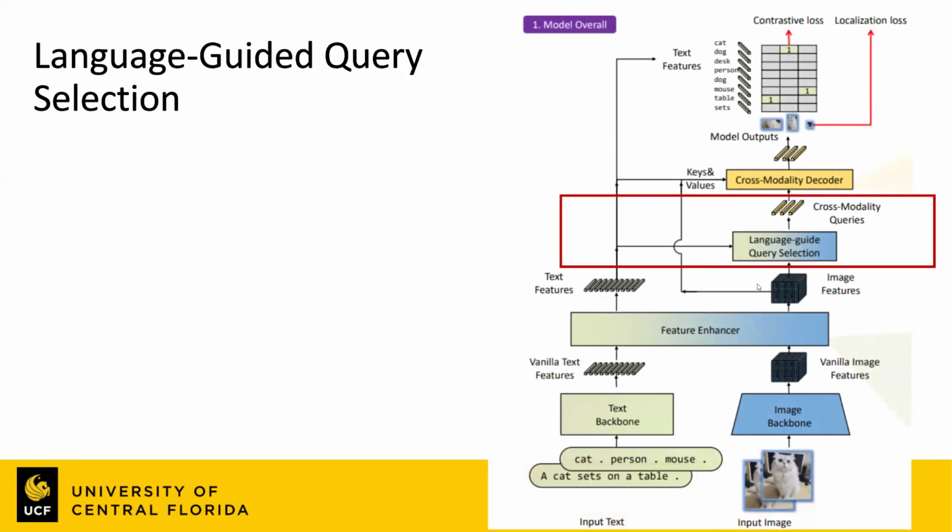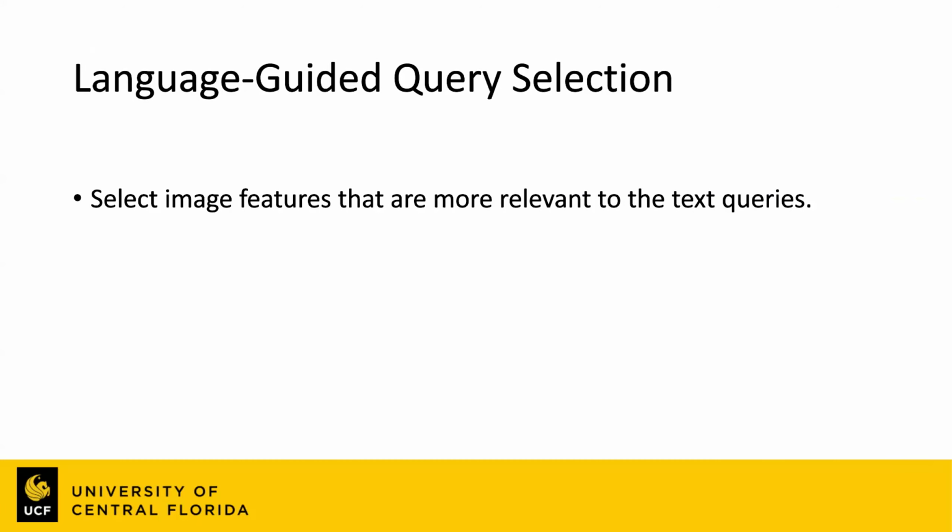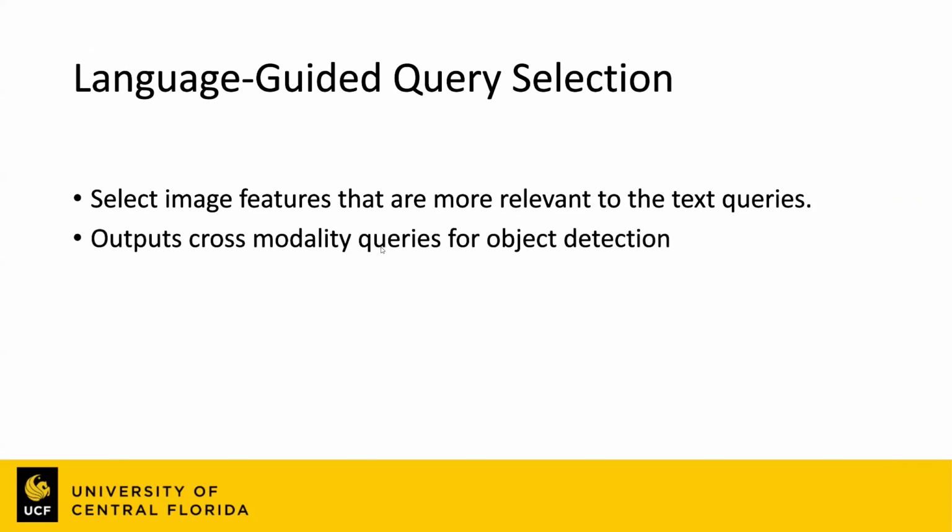And the next stage is language-guided query selection. So here what they do is basically use the text input and select the most relevant image features as object queries for the cross-modality decoder.